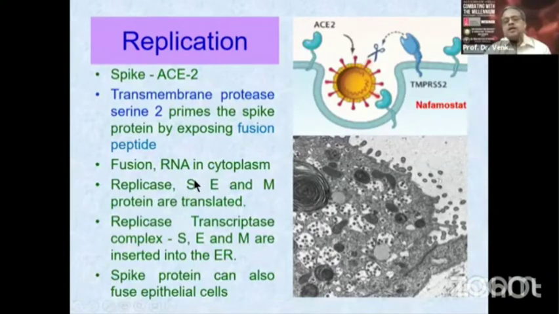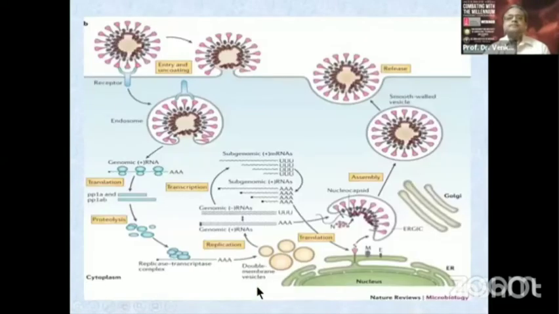translation of that RNA into the replicase and the other proteins, which form the replicase transcriptase complex, which inserts into the endoplasmic reticulum. Once it is inserted there, it generates large number of virions, which then bud out through the Golgi apparatus and come out into the cytoplasm, as you can see here. The spike protein can also fuse the epithelial cells. So if we look at this picture here, it shows that the entire life cycle of the virus takes place in the cytoplasm, does not enter the nucleus at all.